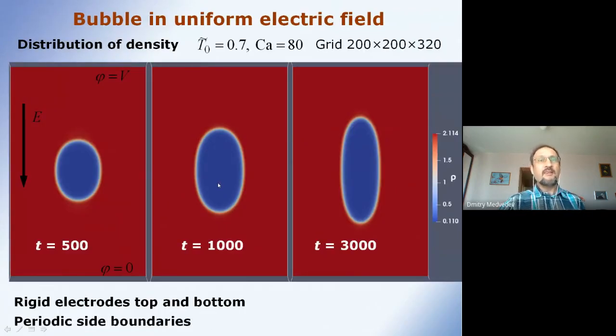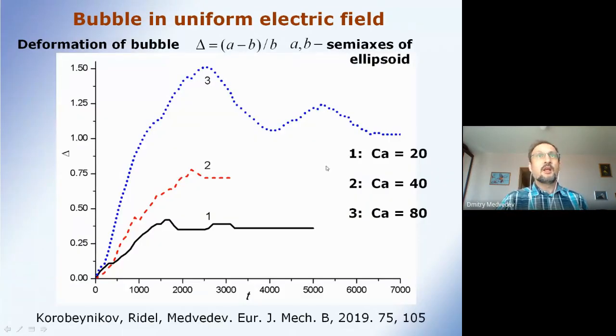Well, some example of the behavior of a bubble in uniform electric field. Bubble elongates along the field lines and acquires the shape of ellipsoid. And we can characterize the shape by this non-dimensional deformation. And there are graphs for time evolution of deformation for three different capillary numbers. We compared this with experimental results, and there is quite a good agreement of the degree of deformation.